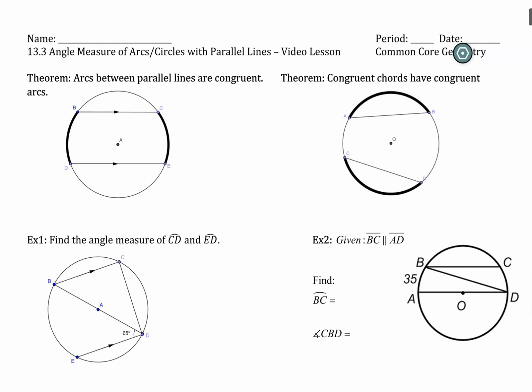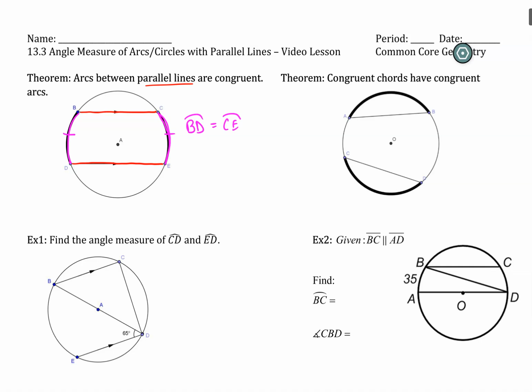In this first one, if we have two parallel lines, in this case BC and DE, inside a circle, and those parallel lines are chords, they intercept the circle and have intercepted arcs. These two intercepted arcs that I'm highlighting here in pink are going to be congruent to each other. So these are automatically going to be equal. Whatever the measure of arc BD is, arc BD is going to be equal to arc CE, given that BC is parallel to DE.